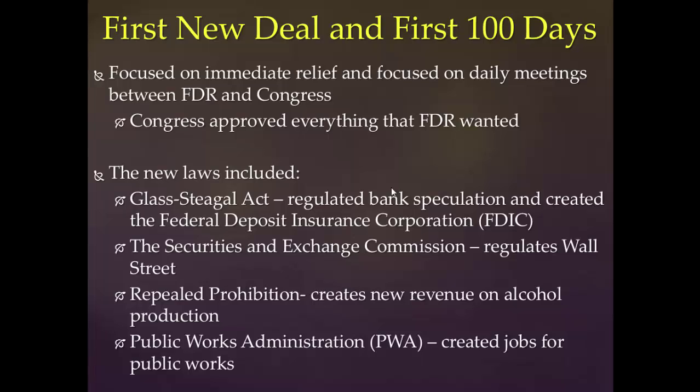things that were just basic construction jobs just to get money back in the pockets of people, who would then put it back into the economy and would stimulate the economy that much more. So it was important in the first 100 days to start getting people back to work.